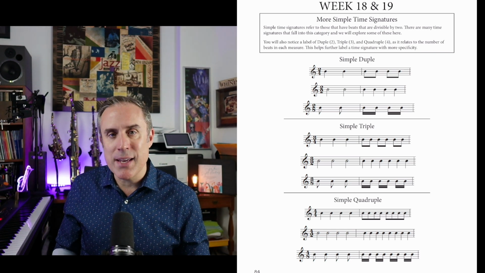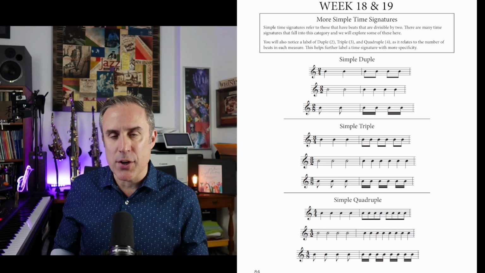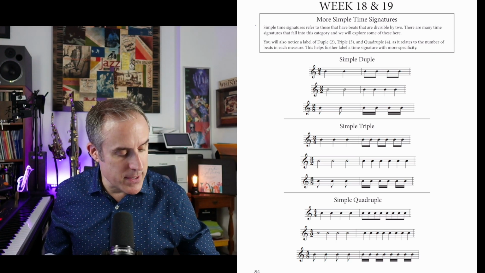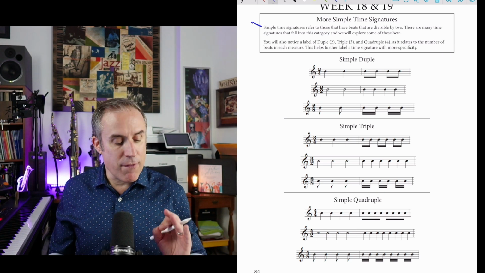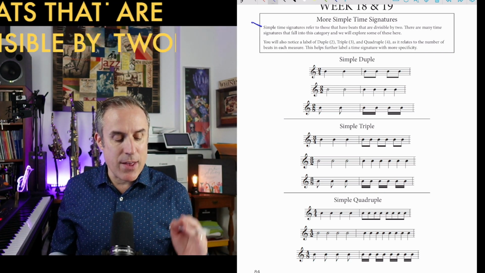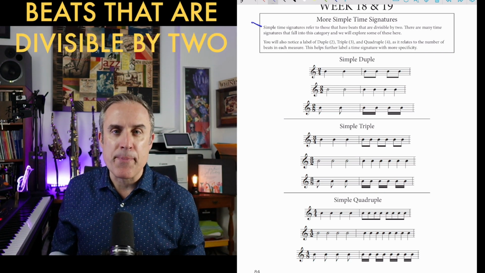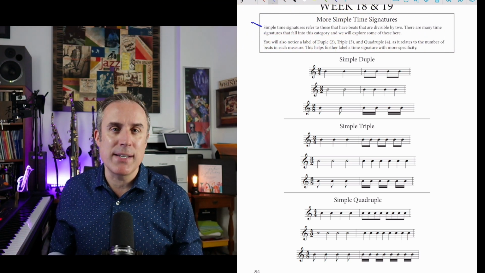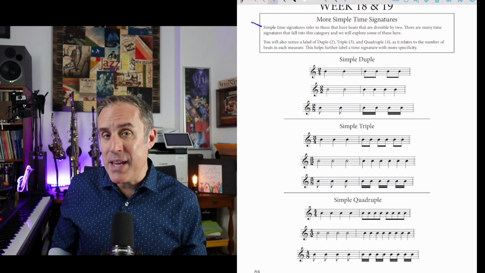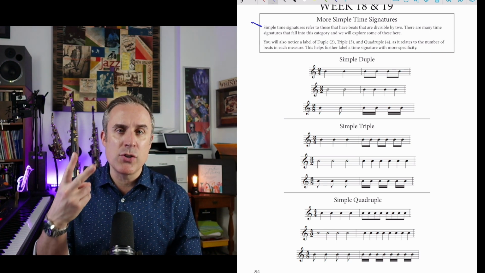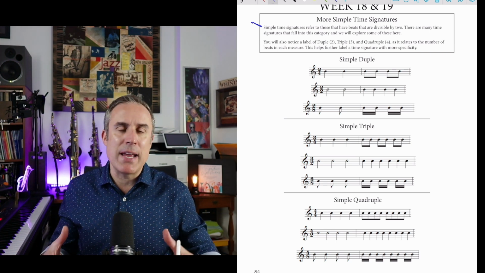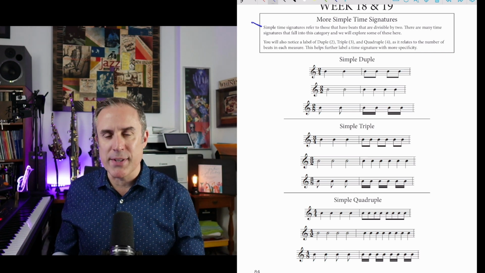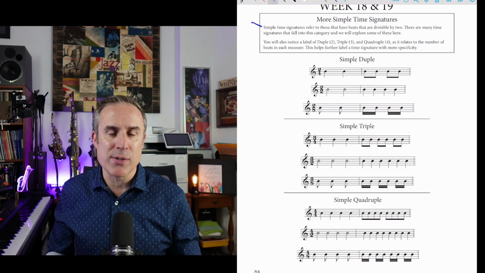Common time is indeed a simple time signature. So what is a simple time signature? Well, it says right up here at the top, simple time signatures refer to those that have beats that are divisible by 2. So every one of the time signatures that we study in week 18 and week 19 are all going to have beats that are divisible by 2 without the use of any extra musical notation like borrowed divisions and tuplets and triplets and things like that. We'll get into those later.